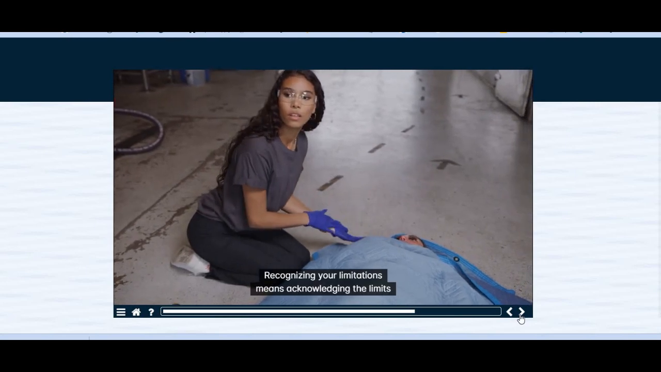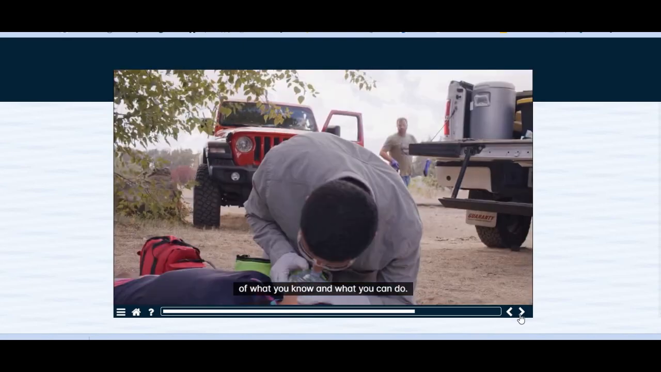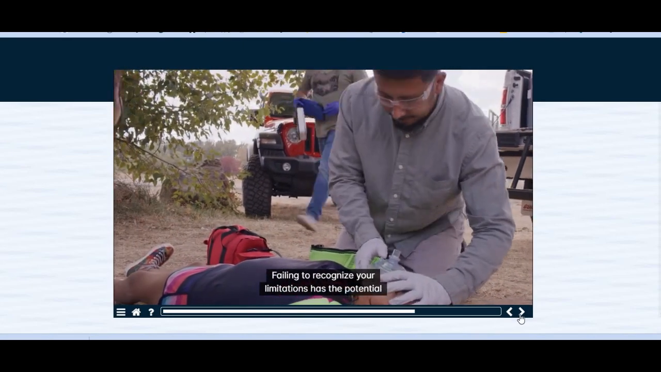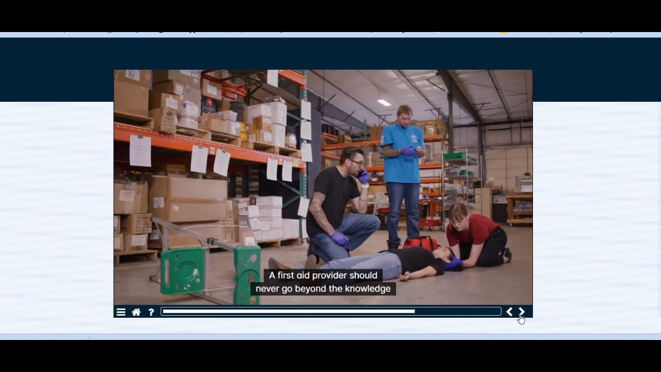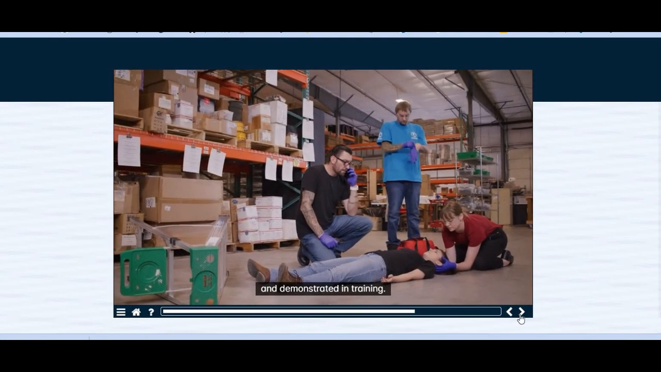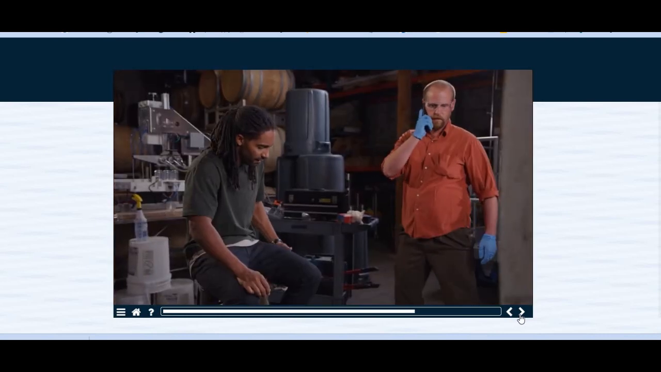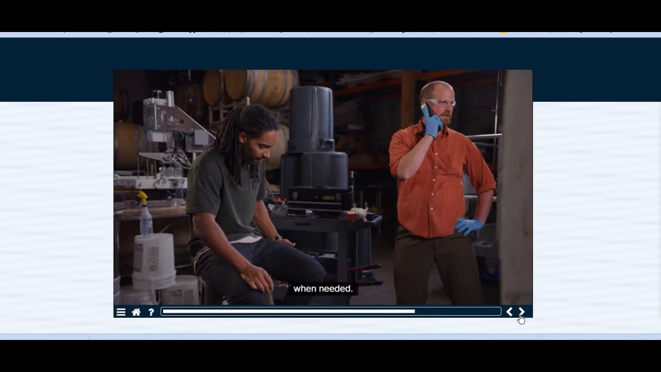Recognizing your limitations means acknowledging the limits of what you know and what you can do. Failing to recognize your limitations has the potential to cause harm. A first aid provider should never go beyond the knowledge and skill competence they have learned and demonstrated in training. Know your limits and seek additional professional help when needed.